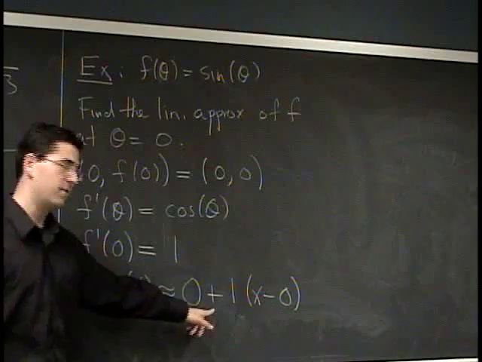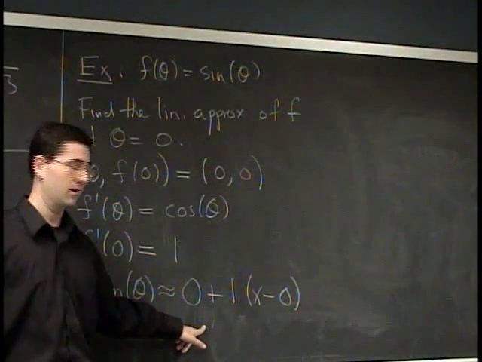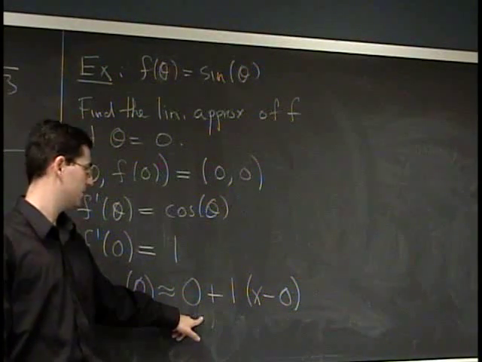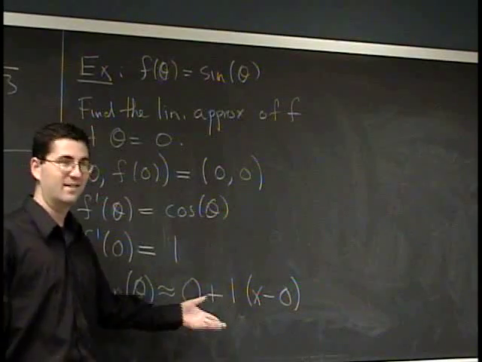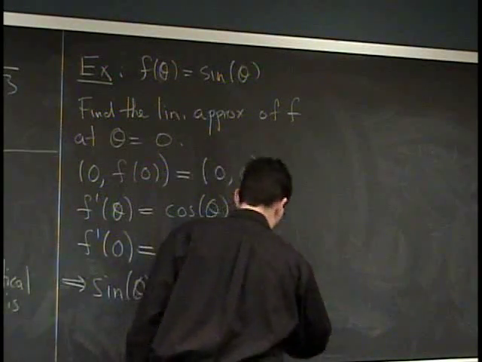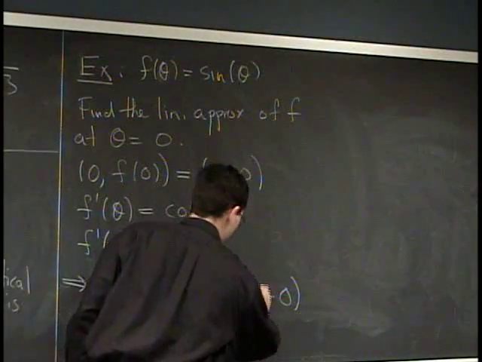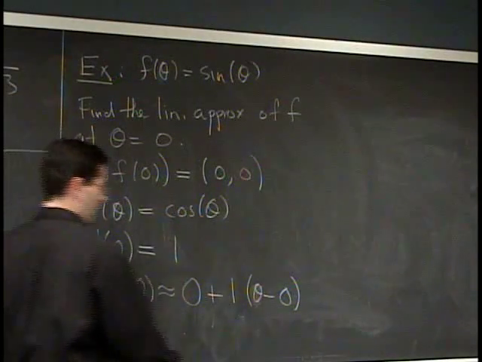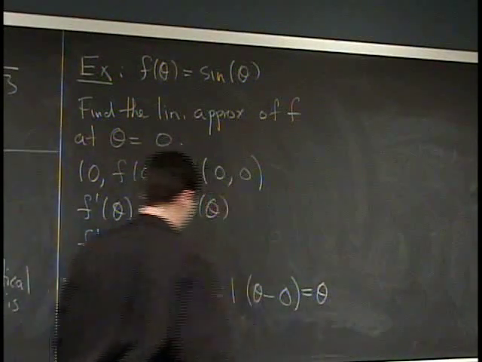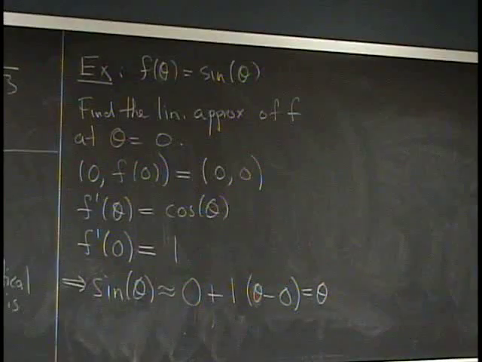Of course, there's a lot of simplification I can do here. Just x. It's just x. Or, well, I used x, right? Of course, it should be theta. So it's just theta. So that's really cool. This says that near 0, sine of theta is just theta.